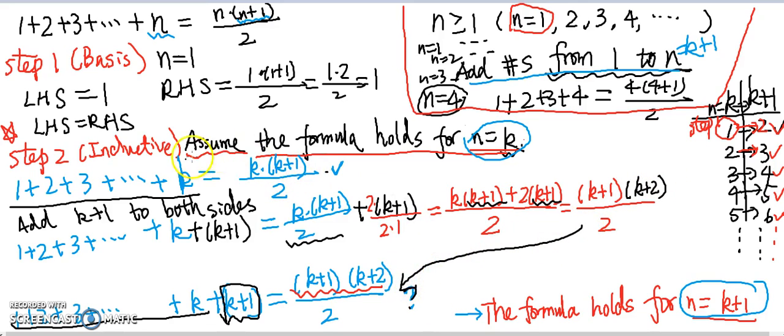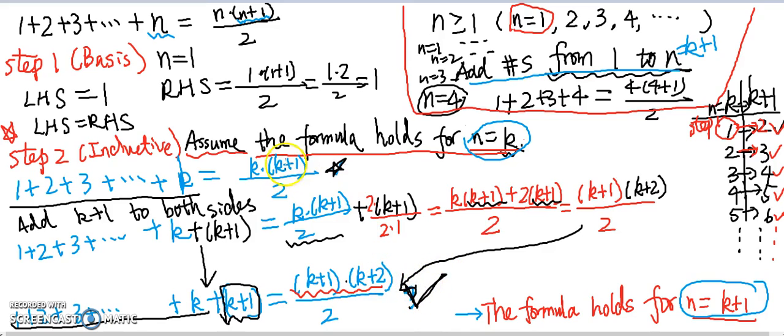So this is what we did. We start with the formula for n equal to k, which is right here. Then we added k plus 1 to both sides, and the left side becomes the sum from 1 all the way to k plus 1. On the right-hand side, after we use some algebra skills, we got k plus 1 times k plus 2 over 2. So we proved this is true. At the beginning, we didn't know if this is true. Now we proved it is true.